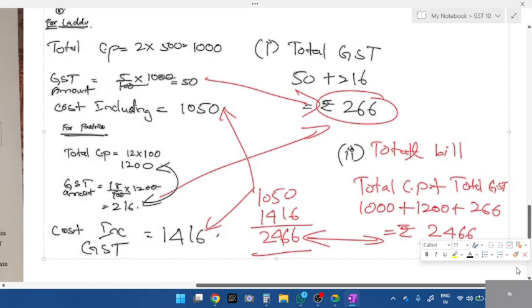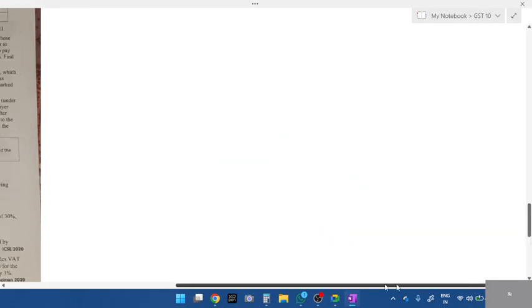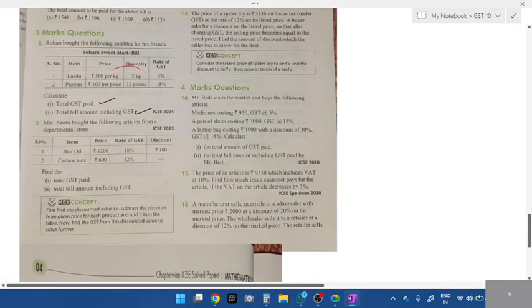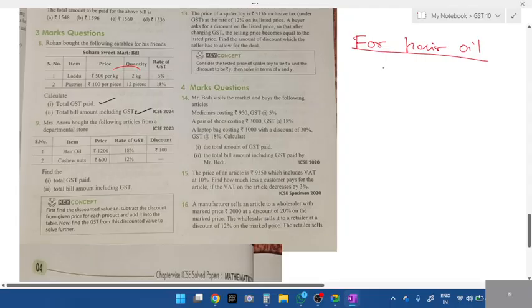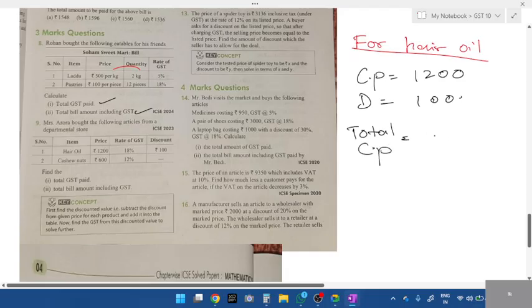Response, students. Okay. Another three questions. Ninth question. Look at the ninth one. Discount is given. So for hair oil, what are the items, students? First for hair oil. Tell me, how do you calculate for hair oil? What is the price? Cost price is equals to 1000. Discount is equals to how much? 100. So what's the total cost price? First subtract the discount. Yes, 1100.